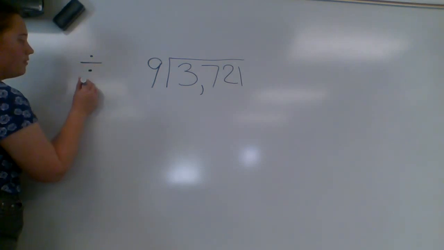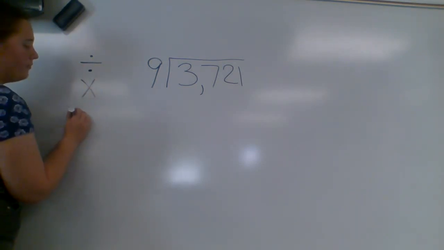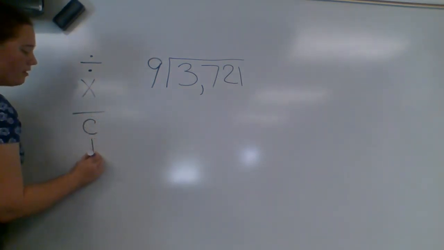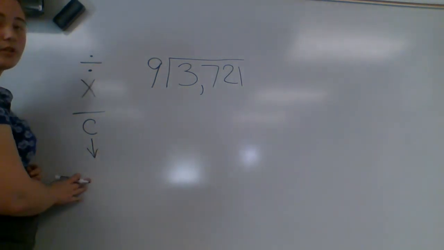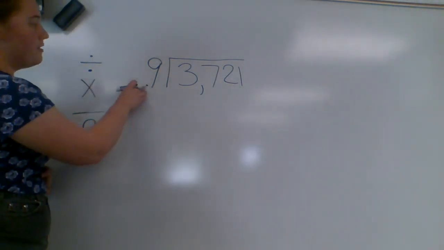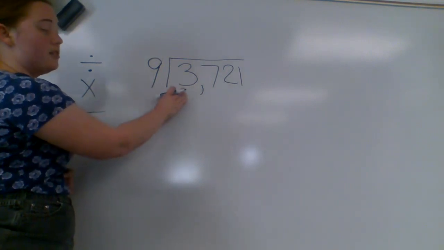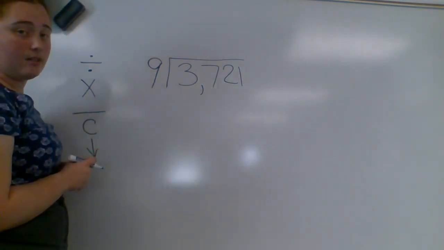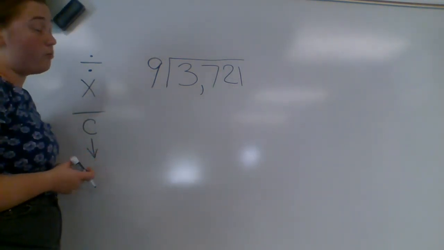Divide, multiply, subtract, compare, and bring down. Those are our steps. We'll do division first. 9 will go into 3 how many times? Right, it's just 0.